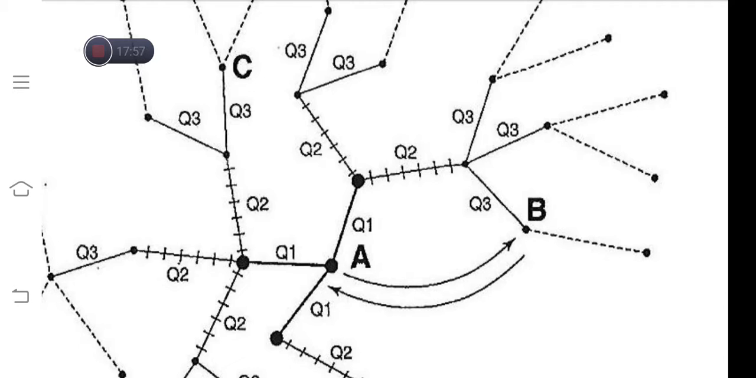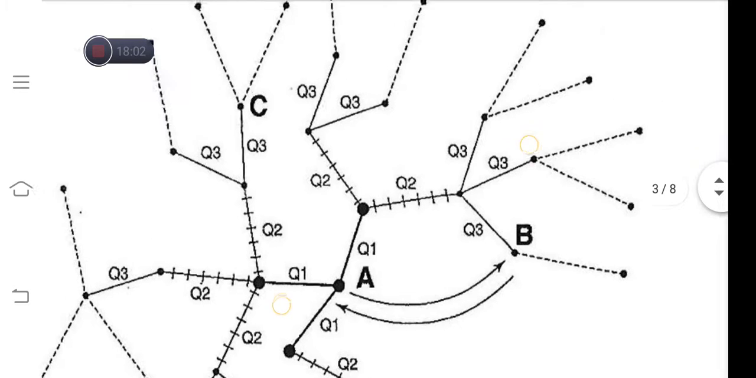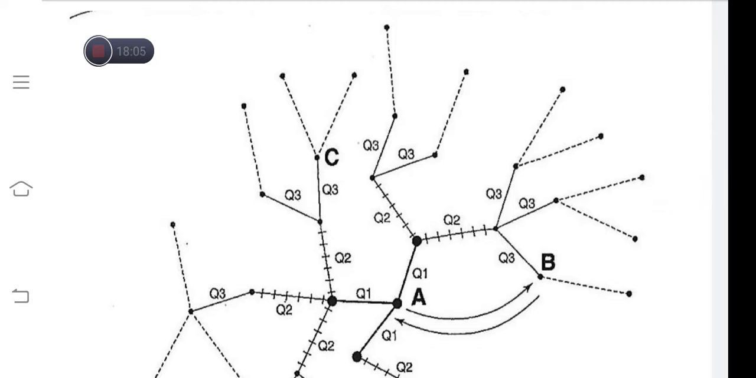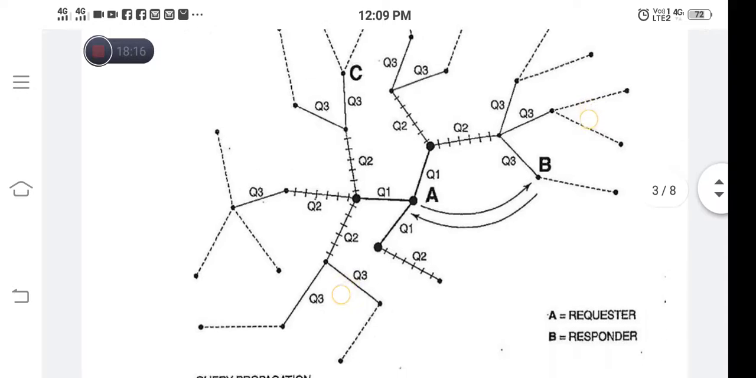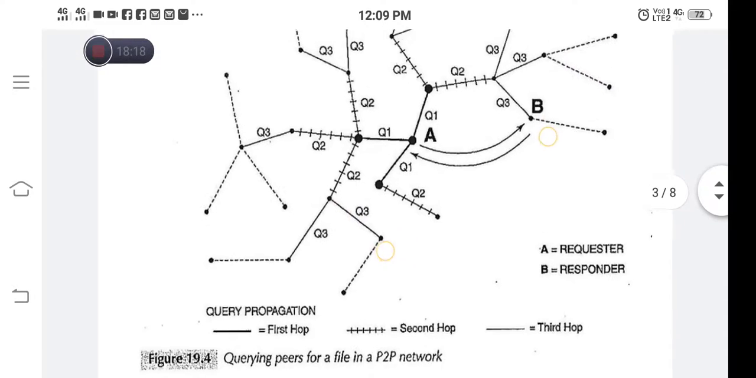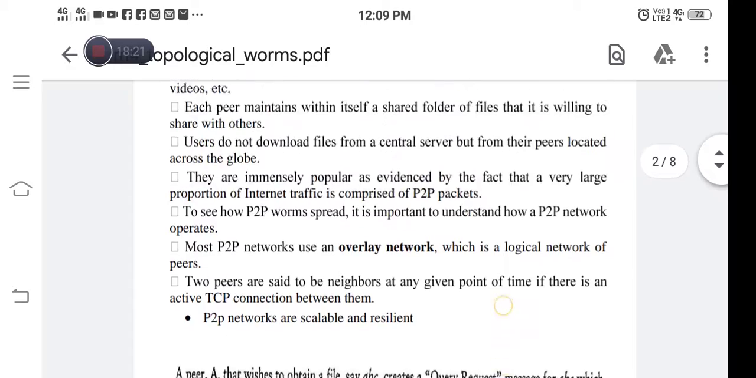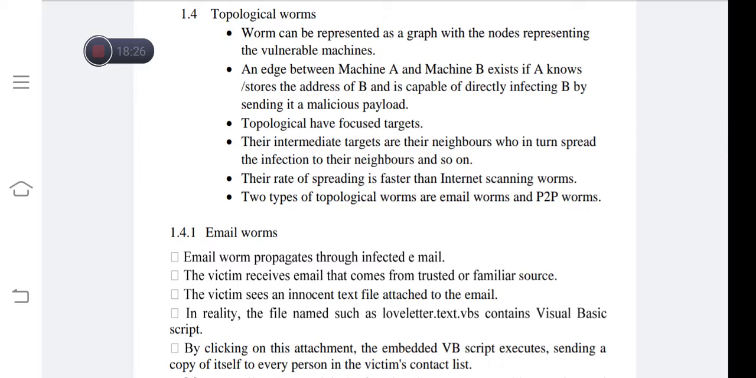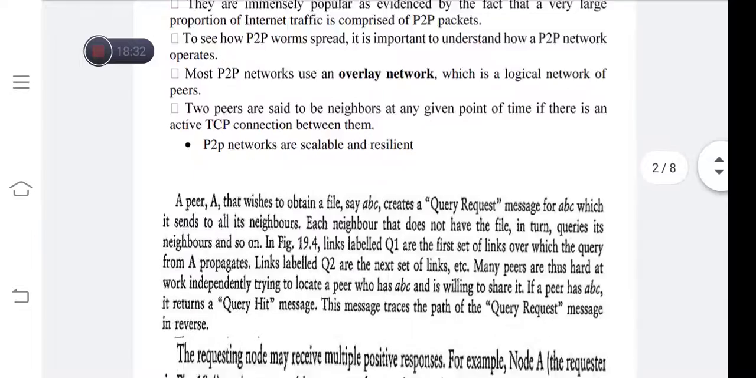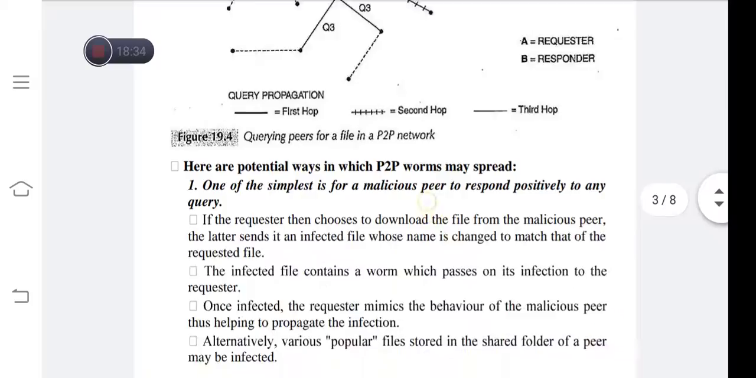That is the concept of peer-to-peer networks. Initially we discussed how peer A can receive a response to its request, then the possible ways in which peer-to-peer worms spread. Up to now we have discussed topological worms, and with respect to topological worms we have two types: email worms and peer-to-peer worms.